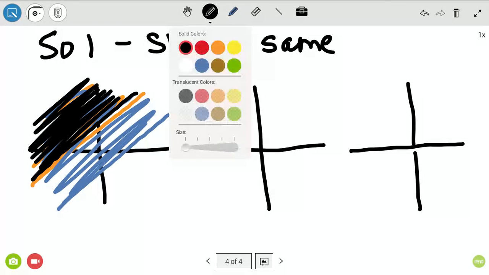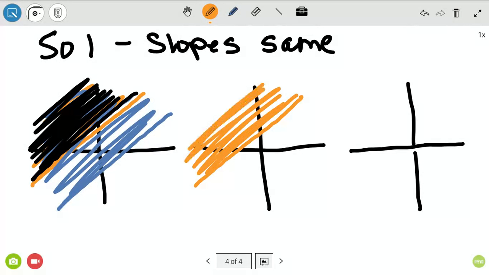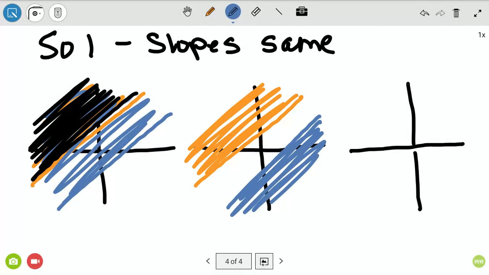The other option is you've got your orange one going this way, and you have the blue one going this way. Where's the overlap?